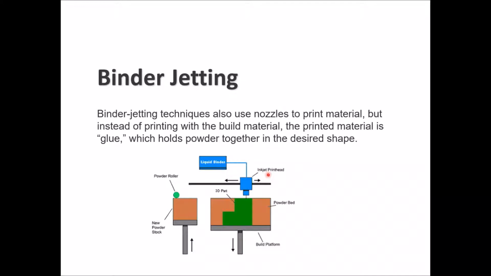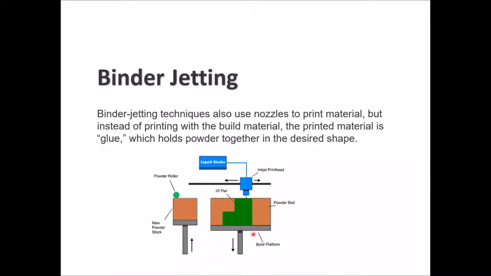The binder jetting technique uses nozzles to print the material, same as the other techniques that we talked about. Instead of printing the build material, you basically print the material with glue. So the binder jetting prints the material with glue. We talked about it a little bit before. So this glue will hold the powder together in the desired programmed shape. So here, this is the liquid binder, this is the glue, it will go through the nozzle and it will be dropped on the powder bed in a programmed way and in a predefined path.